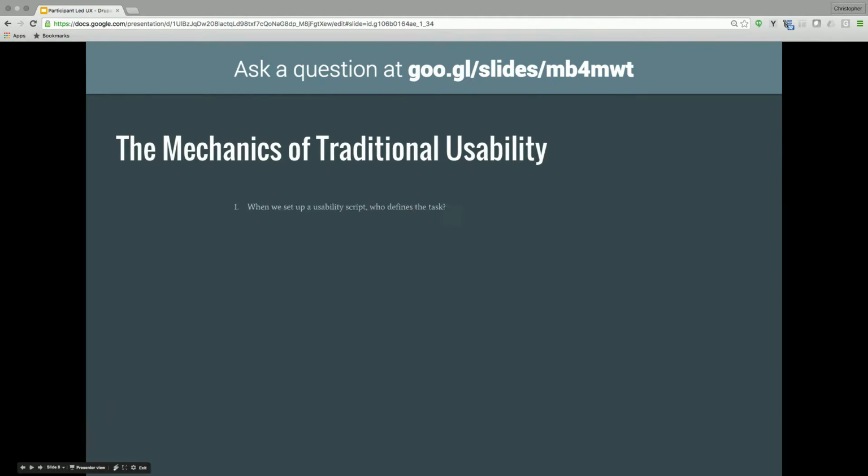So the mechanics of traditional usability, who actually defines a task? Now this is game for popcorn. Who decides what we test when we test anything in usability? Has anyone done usability ever?